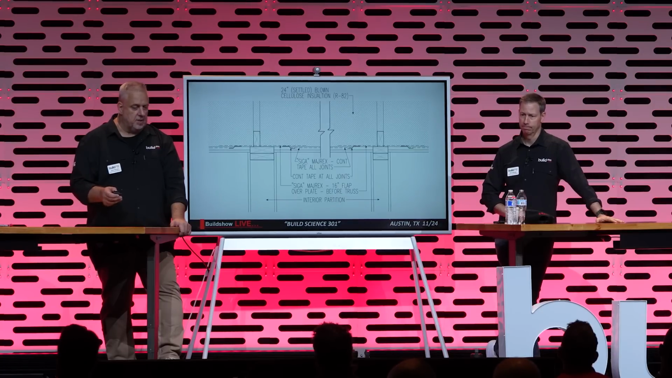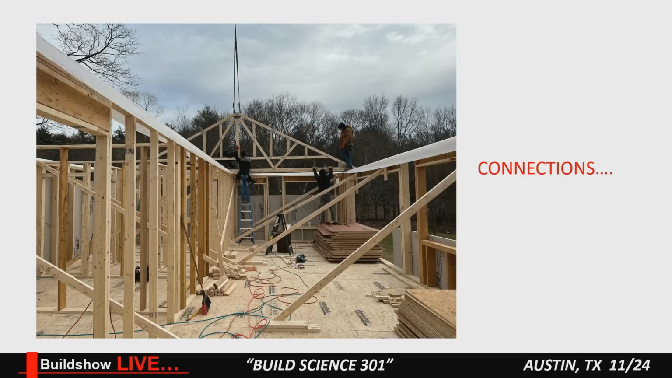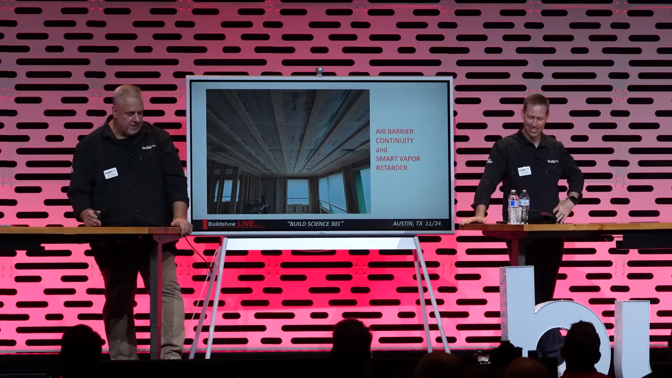Before the drywall gets installed. And then that's the detail of what happens over the interior partitions. And of course, that's what it looks like under construction. And then we put the 2x4s for a service cavity.